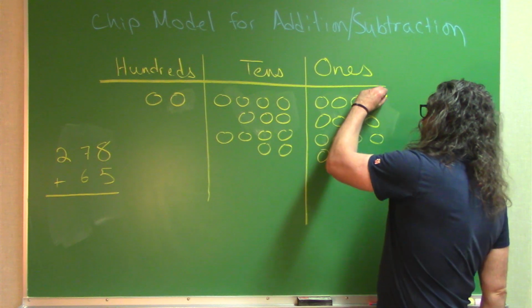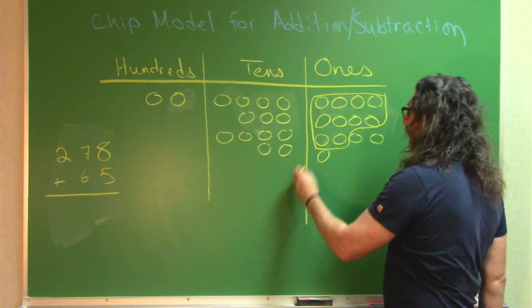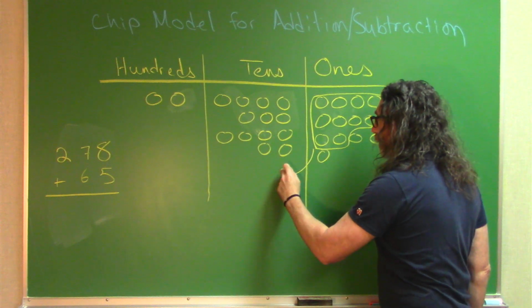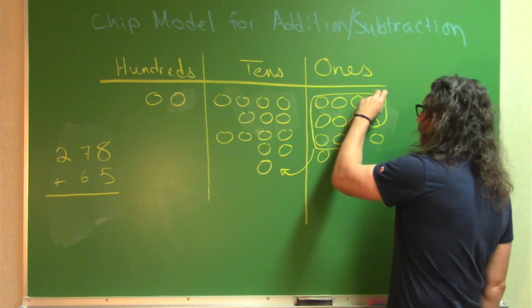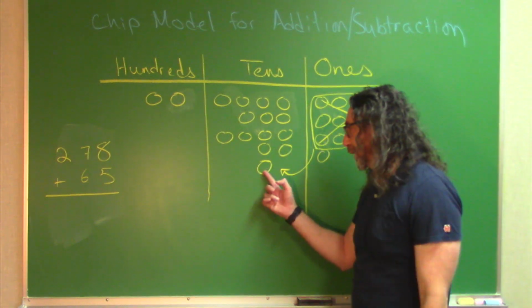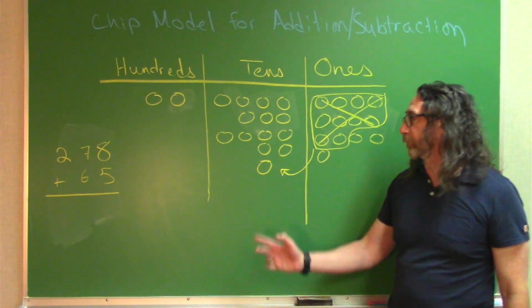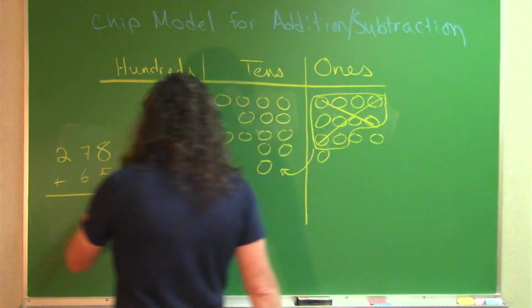What I'm going to do is I'm going to take 10 of these chips and I am going to trade them in for 1 tens chip. Okay? So those guys are gone. I took 10 of these and I traded them in for 1 of these. So I'm doing a little better. Now I have 3 things in the ones place.